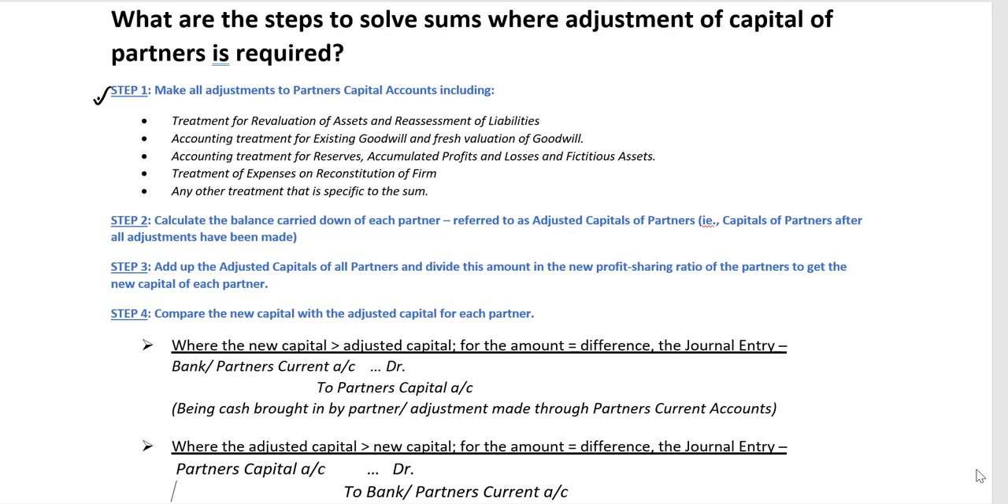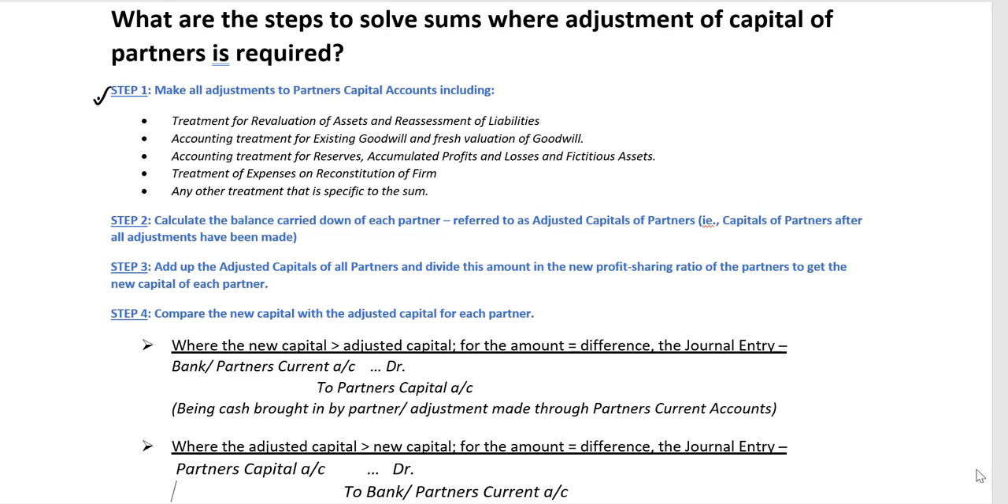The third step is to add up the adjusted capitals of all the partners and divide this in the new profit sharing ratio between the partners to get the new capital of each partner. The final step is to compare this new capital, which is calculated as per step 3, with the adjusted capital for each partner, which is calculated as per step 2.